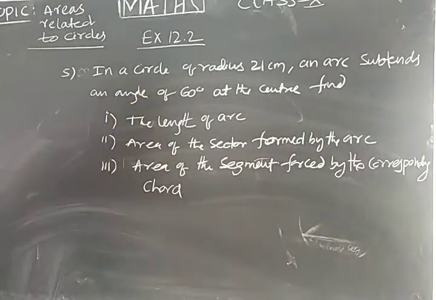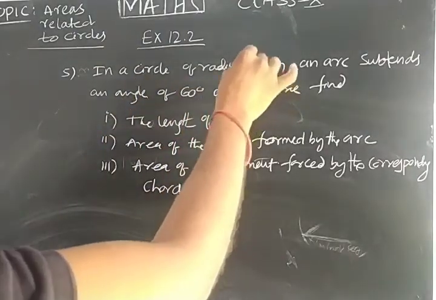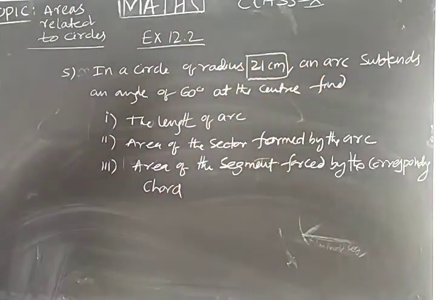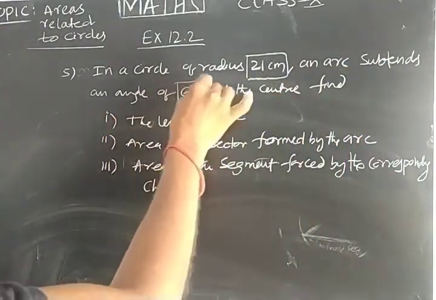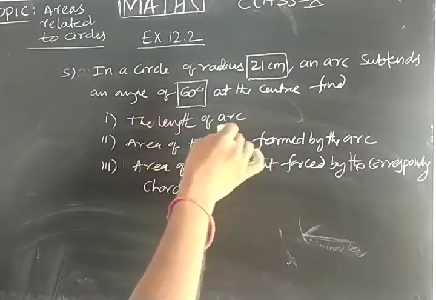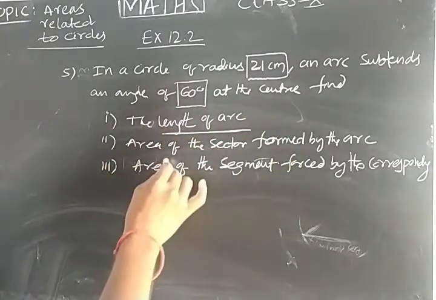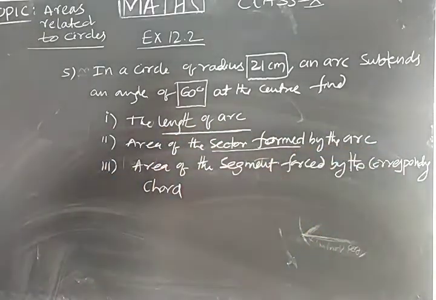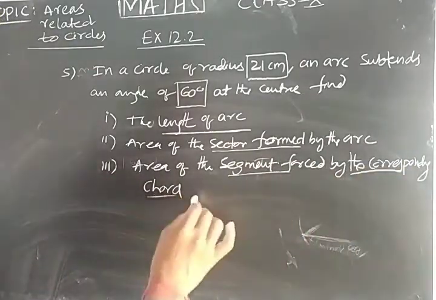Now problem number 5. See what is the given question. In a circle of radius 21 centimeters, an arc subtends an angle of 60 degrees. We have the radius and the angle. We are going to find, first, the length of the arc; second, the area of the sector formed by the arc; and third, the area of the segment formed by the corresponding chord.